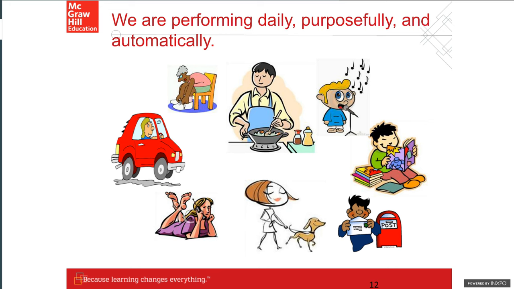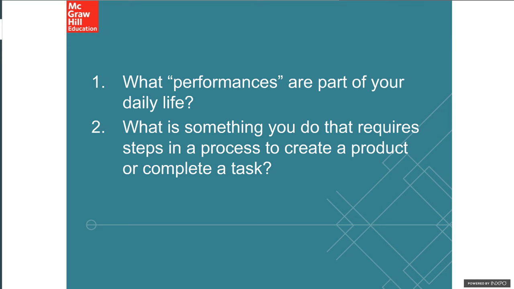So performance is something that we daily do. We daily, purposely, and automatically perform many things in the course of a day that include goals and tasks, expectations, and evaluations. So I turn to you now and ask you to think about those kinds of performances that are part of your daily life. If you would, just use the chat box down in the lower left-hand corner of your screen. Your screen might be looking a little different than mine. But if you could, just answer those two questions. What performances are part of your daily life? And what is something you do that requires steps in the process to create a product or complete a task? I'll give you a few minutes to respond.